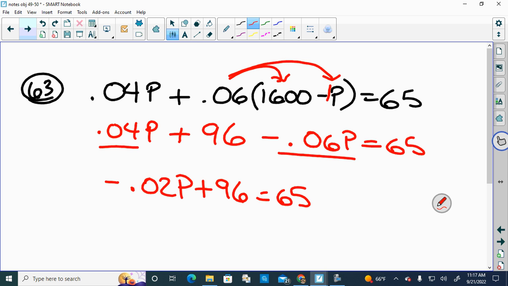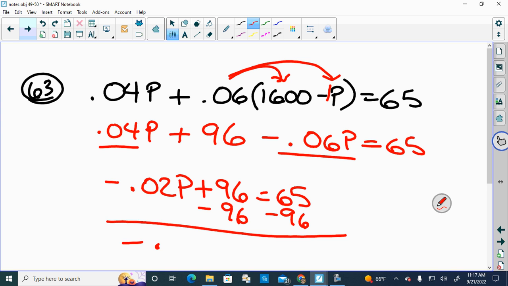What's our next step? Good. So minus the 96. Good, minus the 96. So I've got a negative 0.02p equals, and we're taking the sign of the larger number, so it's going to be a negative, and it winds up being 31.